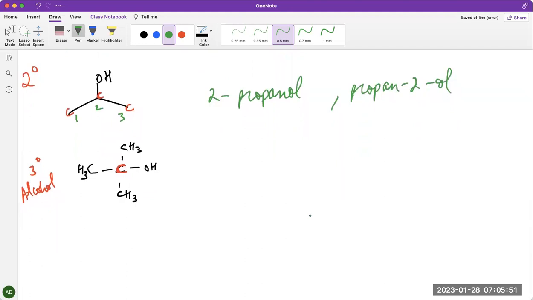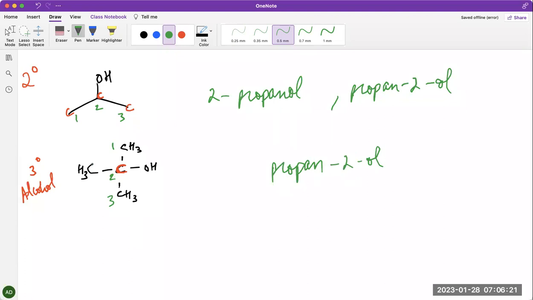Now let's see, how do you answer this third one? Again, you want to look for the longest carbon chain. I have 2 carbons here, and if I go this way, then I have 3 carbons. So 3 carbons is the longest chain: 1, 2, and 3, right, guys? So 3 carbons in the longest chain makes this propane, and propane with the OH sitting on the second carbon. So this is also propane-2-ol.